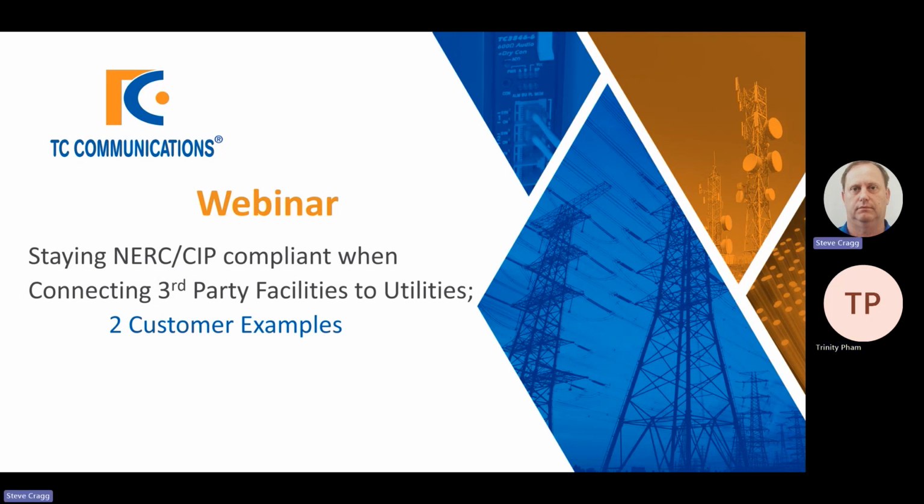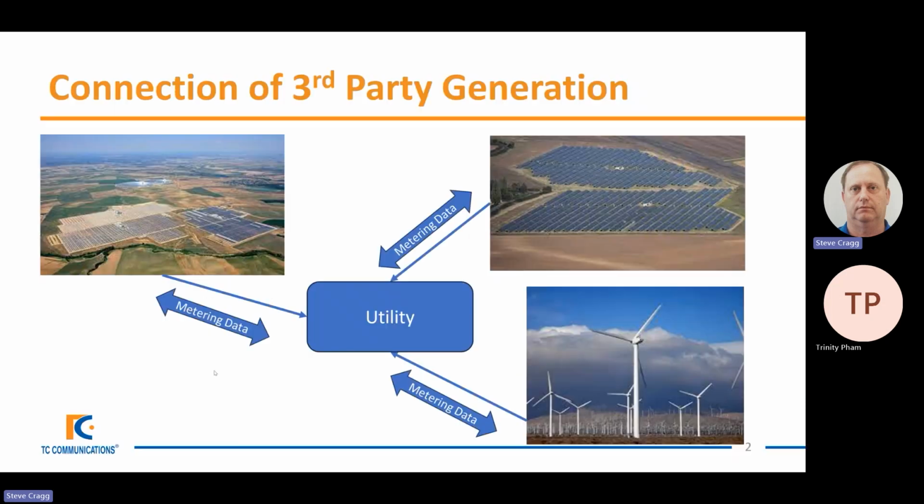All right, thank you, Trinity. Well, today what we're going to be talking about is something that we've seen in a variety of cases over the last few years, and that is where third-party generation, often solar and wind farms, are being connected to an existing utility, and there's a desire to pass metering data backwards and forwards between the two. And the question becomes how to do that, and to do that in a way that stays NERC CIP compliant and normally in a simple fashion.